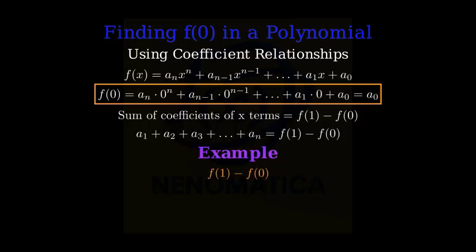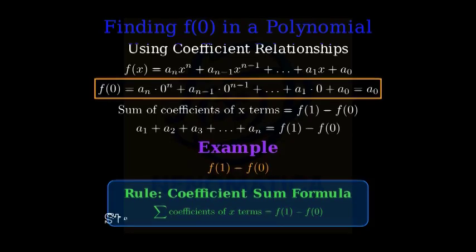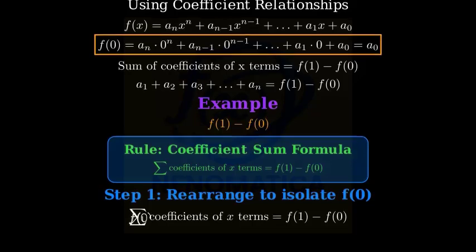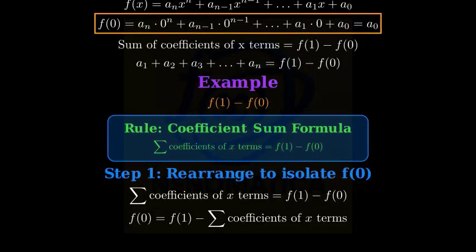Let's rearrange our formula to isolate f of 0. We know that the sum of coefficients of x terms equals f of 1 minus f of 0. Let's rearrange to get f of 0 on one side. Thinking phase, quick challenge. Can you think of how to find the sum of the coefficients of x terms? Pause the video and take a moment to think about it.